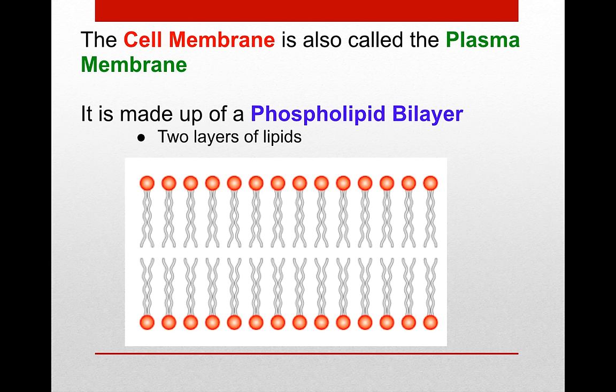The cell membrane is also called the plasma membrane, and it's made up of a phospholipid bilayer, which is two layers of lipids. So remember, bi means two. We see bi, that refers to two. So this two-layered arrangement of phosphate and lipid molecules forms a cell membrane. This membrane of lipids and proteins forms a boundary of the cytoplasm of a cell, and that regulates the passage of molecules in and out of the cytoplasm.